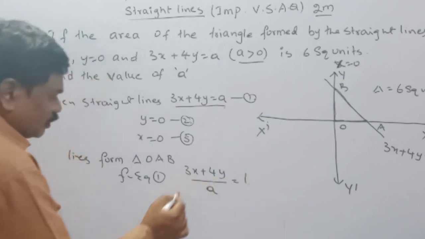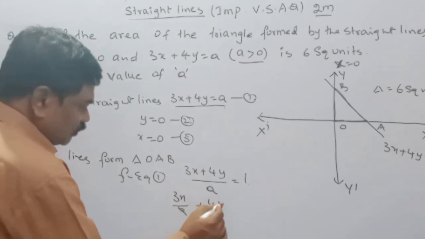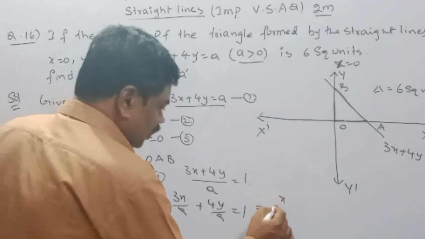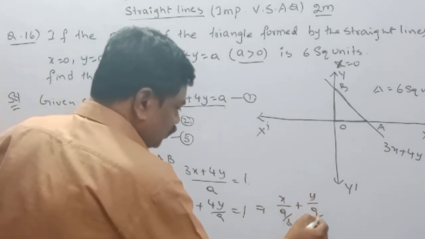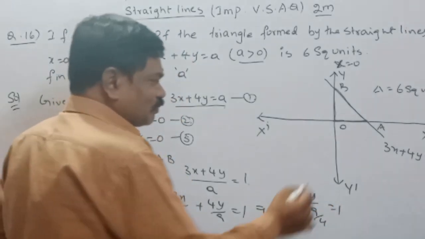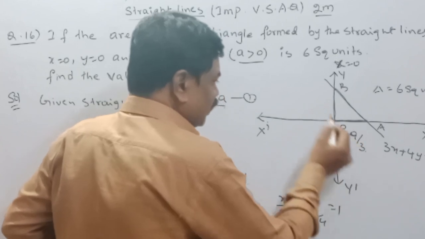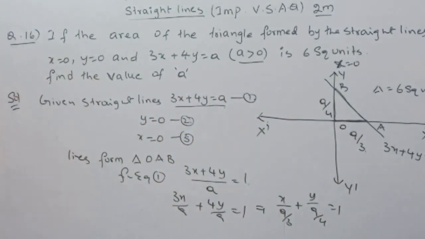Then from equation 1, you have to write (3x plus 4y) by a equals 1. This is 3x by a plus 4y by a equals 1. This implies x by (a by 3) plus y by (a by 4) equals 1. So the x intercept is a by 3, the y intercept is a by 4.